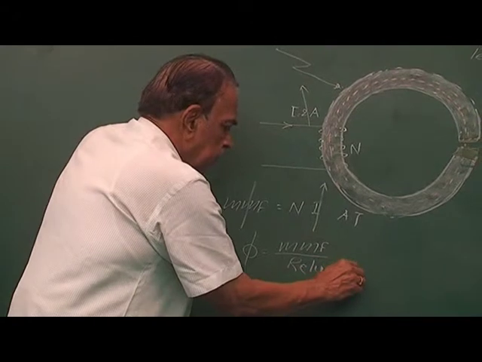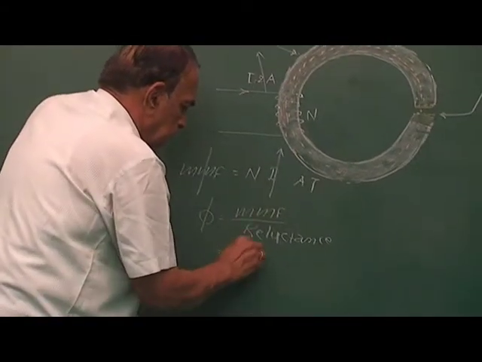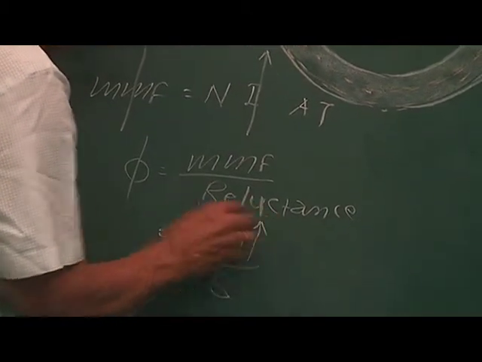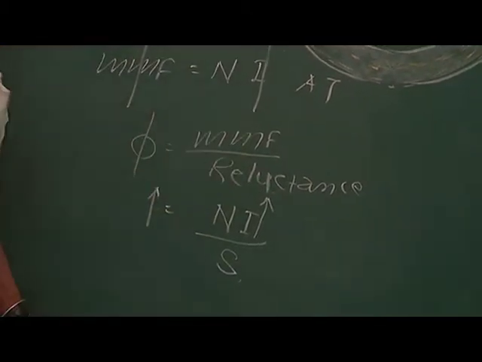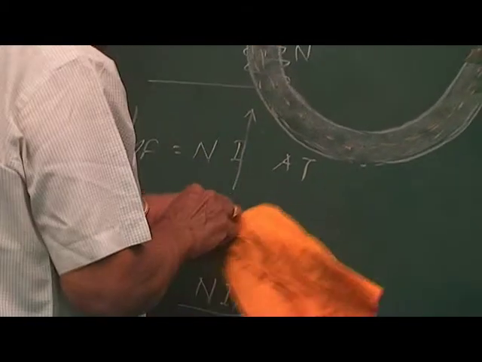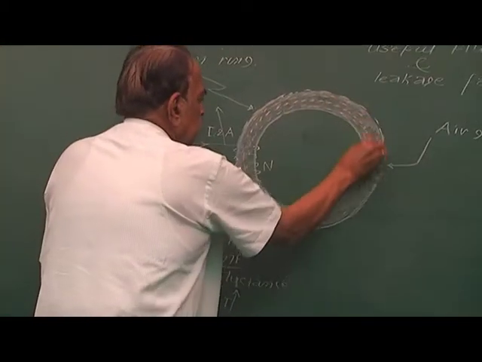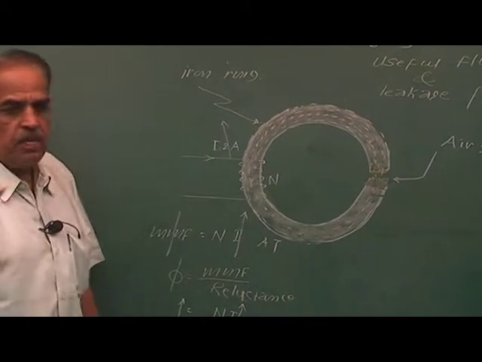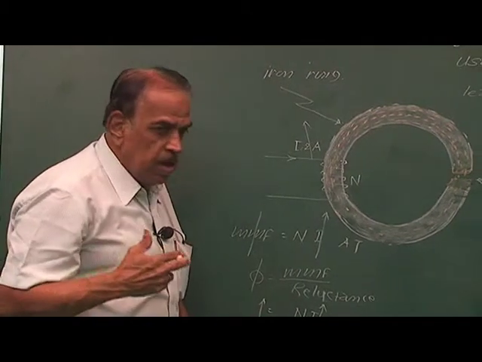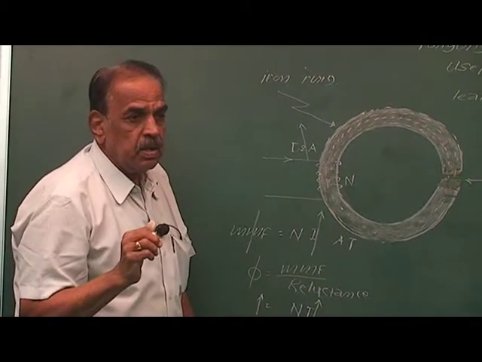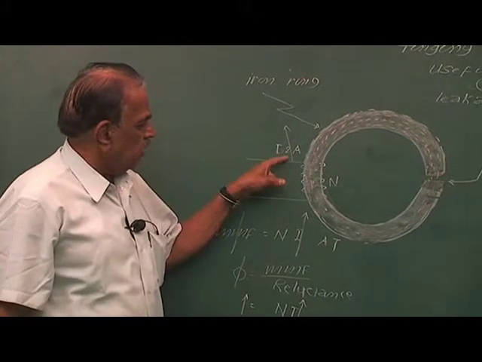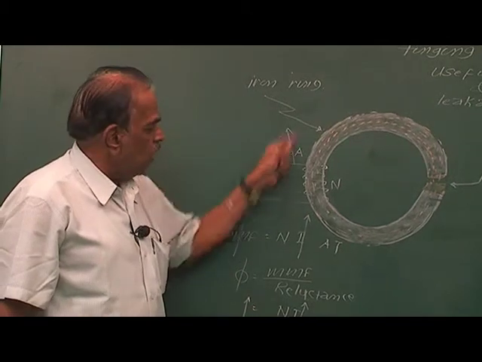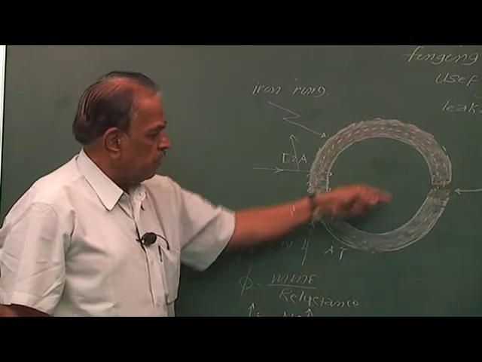Reluctance means N into I divided by reluctance S. You are increasing I, so phi must increase. Phi increases means more and more number of lines will flow like this. Suppose the entire ring is crowded with the magnetic flux. Still you are increasing the current. What will be the effect? If current is increased slowly, 2, 3, 3.5, 4, 4 point something, 5, more and more flux lines are passing through the core.